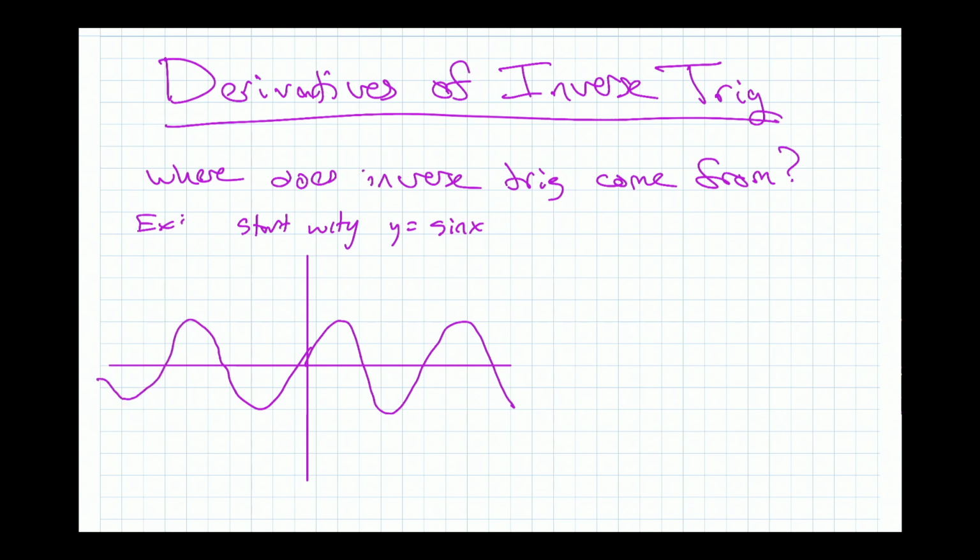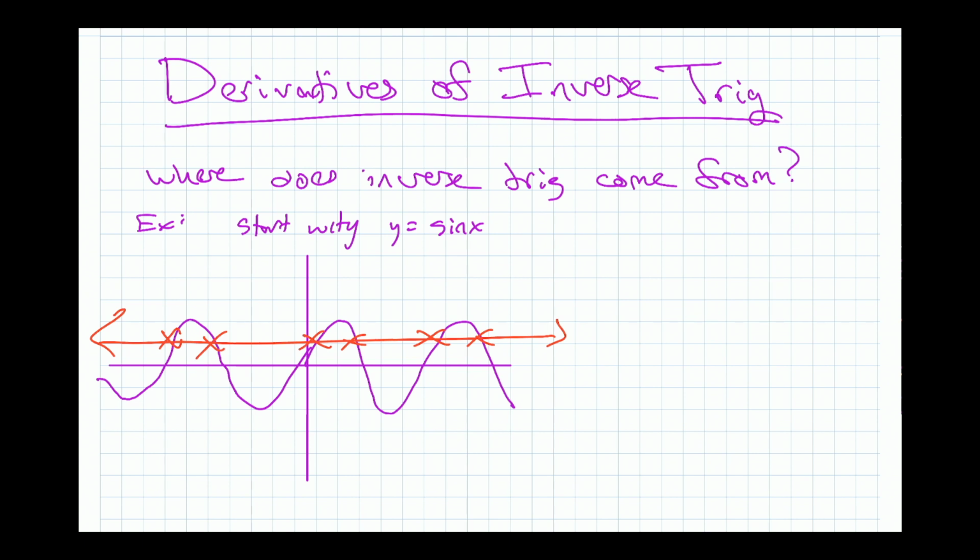Yeah, exactly like that. Now, this does not have an inverse. It doesn't have an inverse because in order to have an inverse, it needs to pass what we call the horizontal line test. That means that a horizontal line can only intersect it in one place. If you put a horizontal line through here, it hits here and here and here and here and here and here, right? Infinite number of places. So it doesn't have an inverse technically.